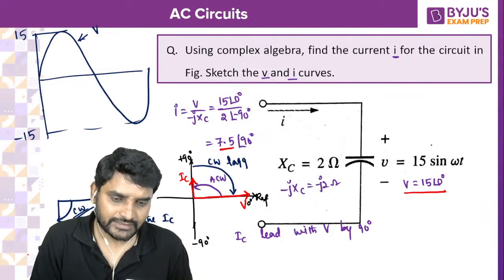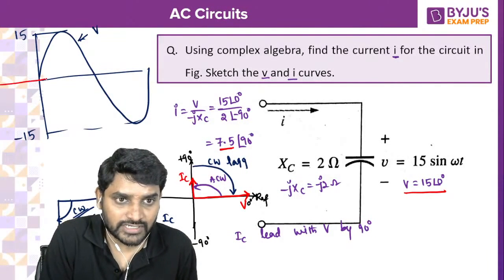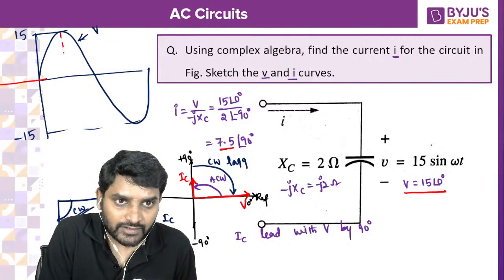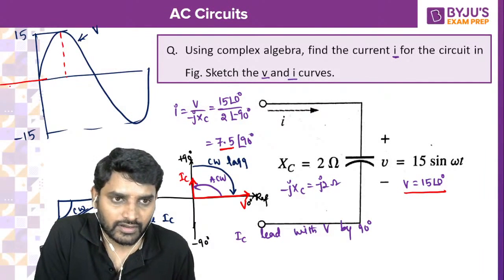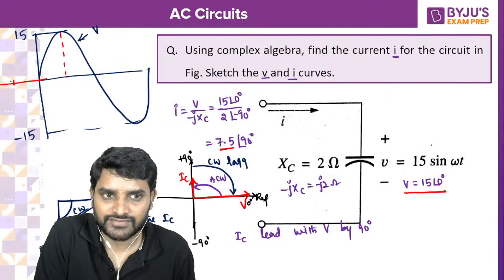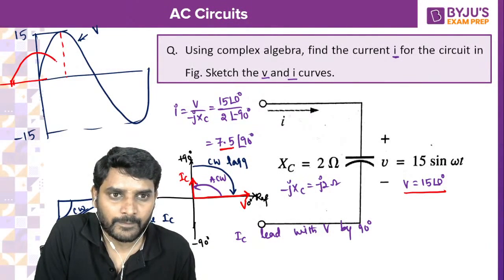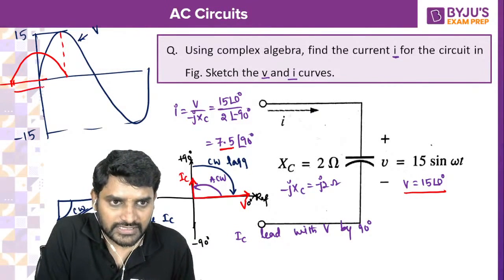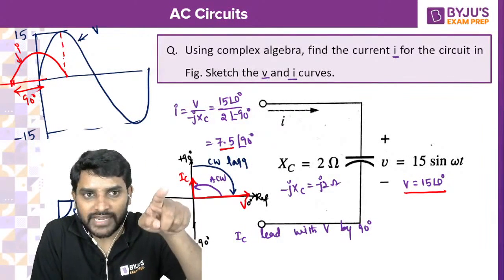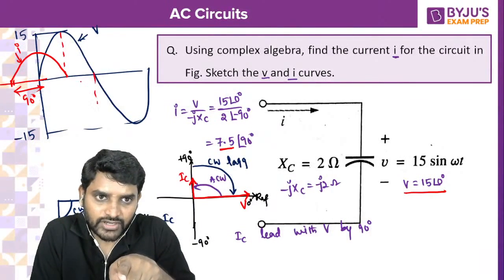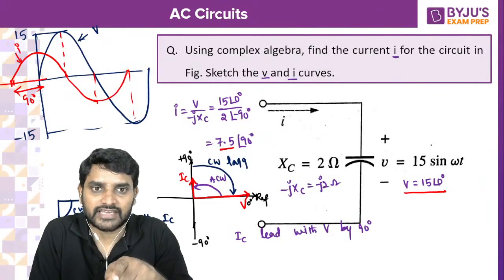Now where will be the current? Current should lead with respect to voltage by 90 degrees. That means when voltage is becoming maximum, current should become 0. Current is here with a magnitude of 7.5. So this is 90 degrees. When the voltage is maximum, current is 0. When the voltage is 0, current is going to become maximum. When the voltage is negative maximum, current is going to become 0. Like this, it is going to happen.